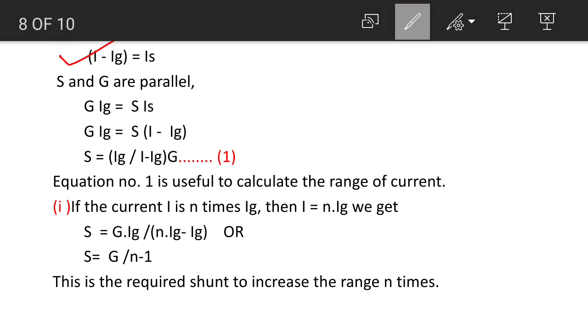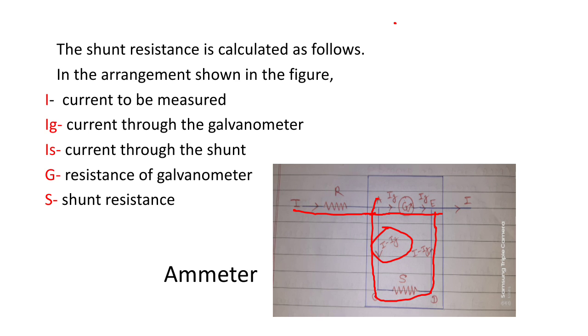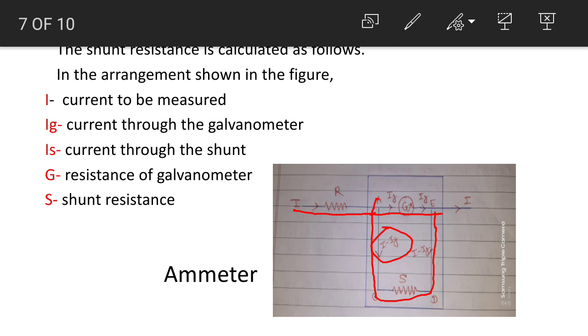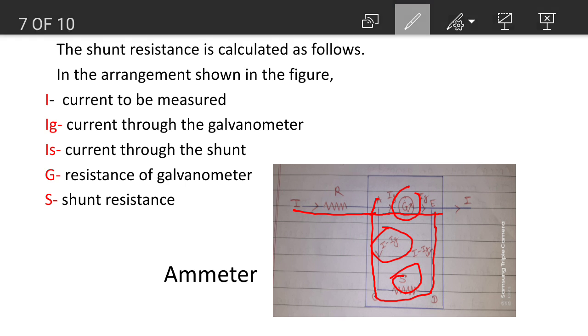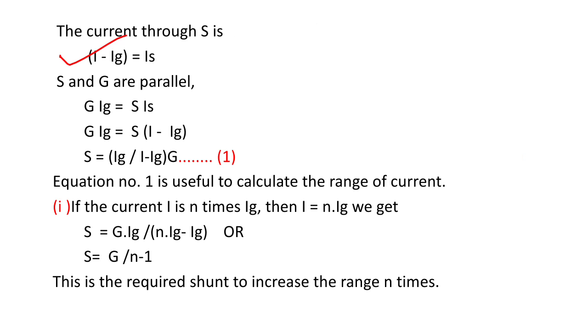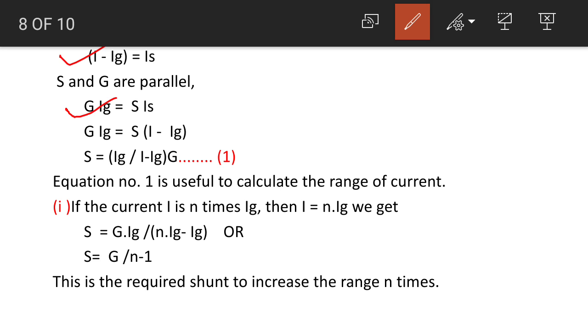Okay, so S and G are parallel. See in this figure, S and G are parallel to each other. Therefore, the potential difference across G is equal to the potential difference across S. That means G into Ig is equal to S into Is.